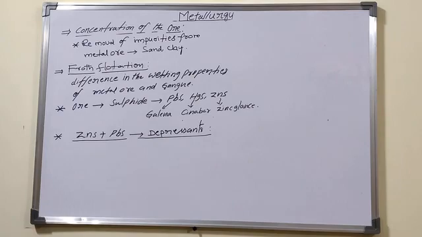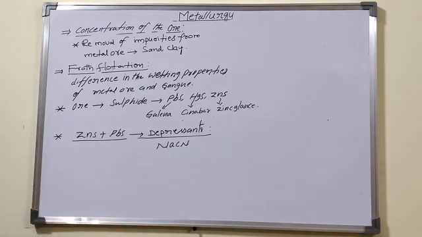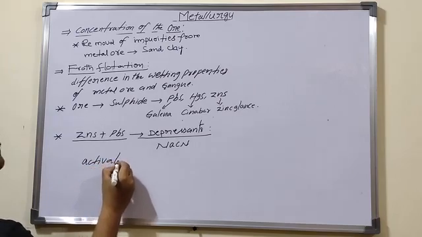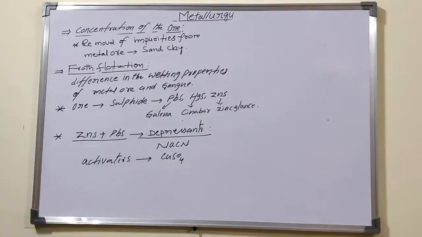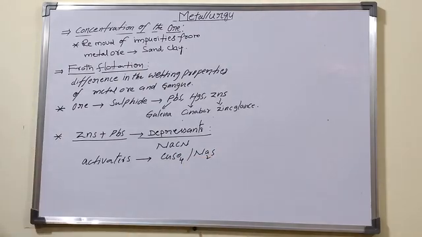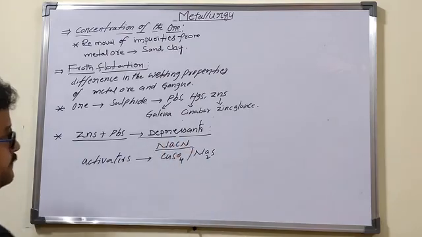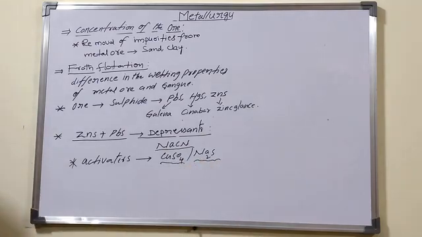What type of depressants we are using? Sodium cyanide. Sodium cyanide is going to be used. And activators also we are using. What are the activators? Copper sulfate or sodium sulfide. If the ore has two types of particles, that is zinc sulfide and lead sulfide, we are using depressants like sodium cyanide, and an activator is also added, that is maybe copper sulfate or sodium sulfide.